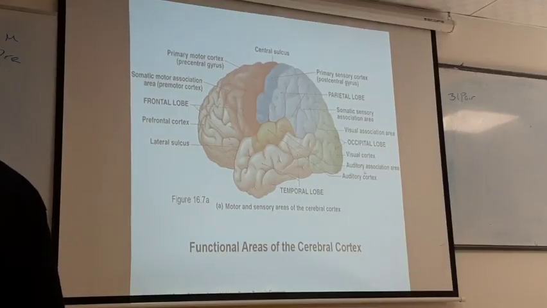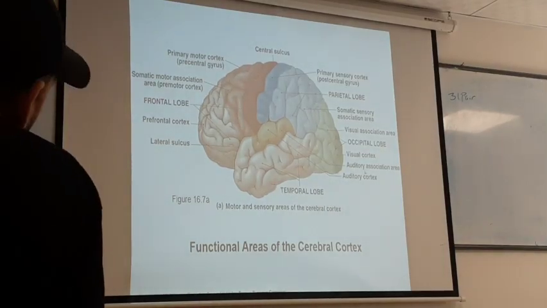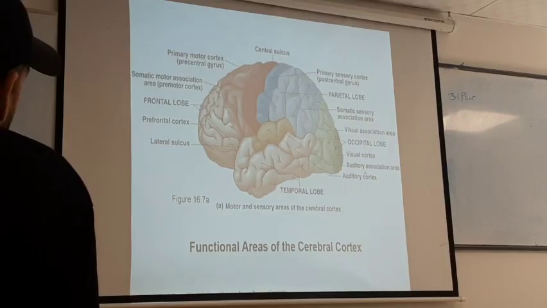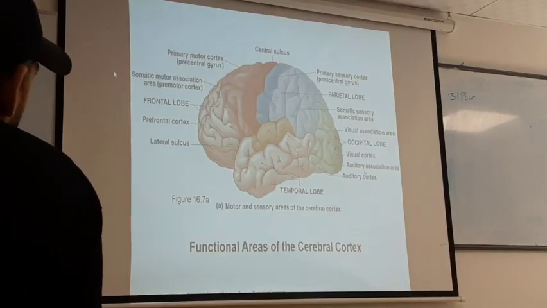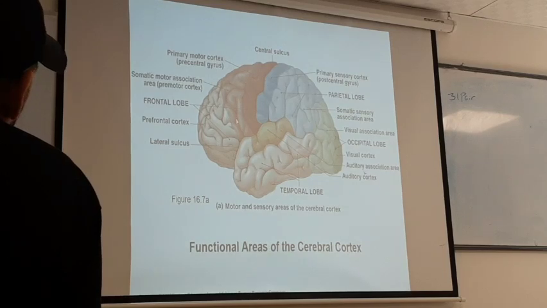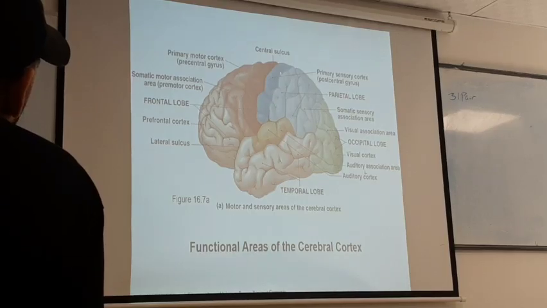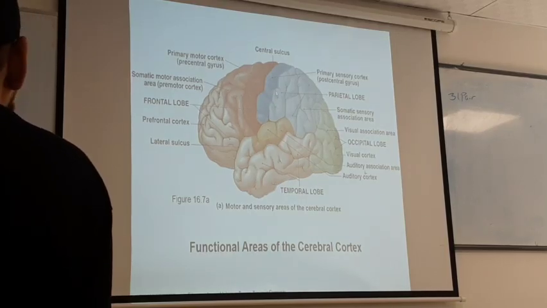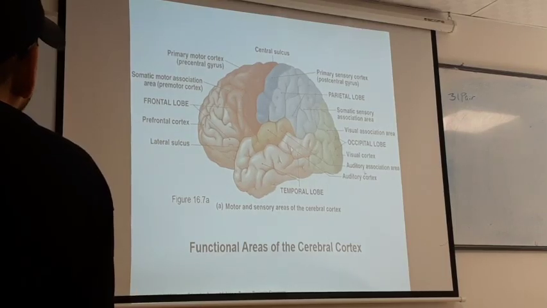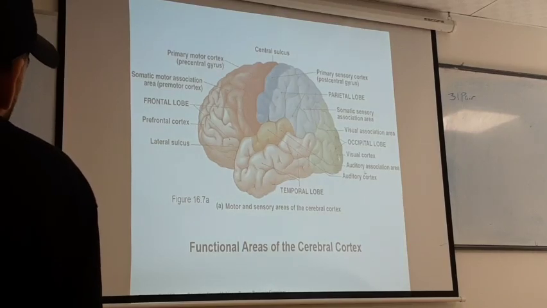This is the shape of the brain. The brain has a frontal lobe, and this region is named the parietal lobe. Parietal lobe, temporal lobe, and finally, occipital lobe.